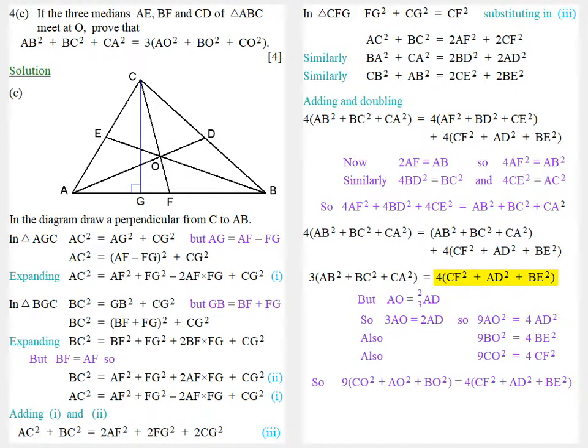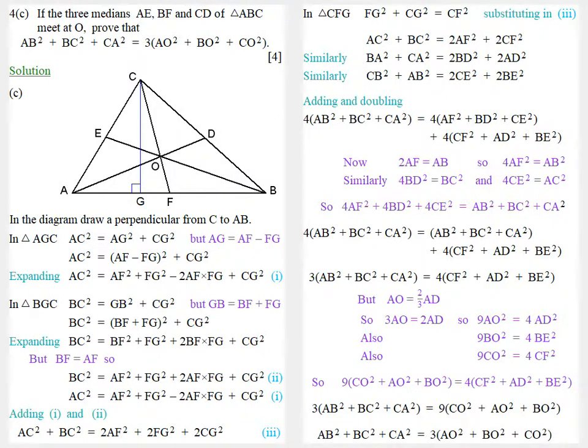Now we can substitute 4 into (CF squared plus AD squared plus BE squared) with 9 into (CO squared plus AO squared plus BO squared). Dividing both sides of that equation by 3, we get AB squared plus BC squared plus CA squared equals 3 into (AO squared plus BO squared plus CO squared), which was what we were required to prove.